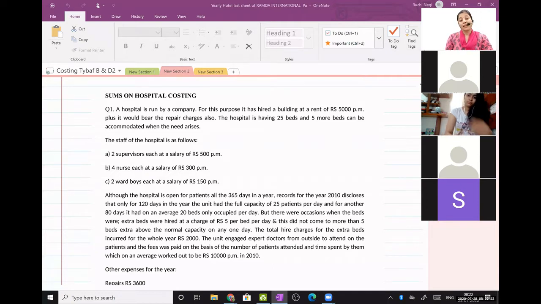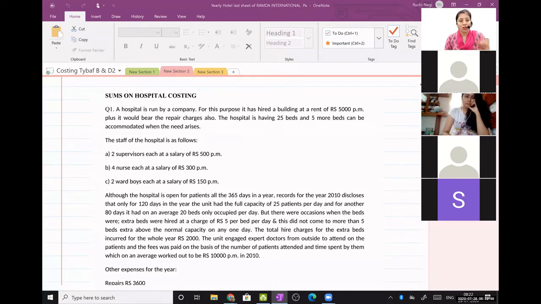Now understand, we are doing what? We are doing the hospital cost sheet. So in the hospital cost sheet, your composite unit is there. In hotel, what did you calculate? You calculated room days. So here, what will we calculate? We will calculate patient days or bed days, with the assumption that on one bed there is one patient. Is that clear to everyone?